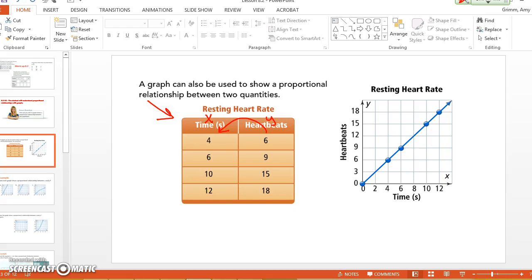The what? Yes, and what would this one be? Dependent variable. Okay, so it's the exact same as it is in science. So what you would do is you would put 6 over 4. 6 over 4 reduces to? 3 over 2. Okay, 9 over 6 reduces to? 3 over 2. 15 over 10? 3 over 2. 18 over 12?